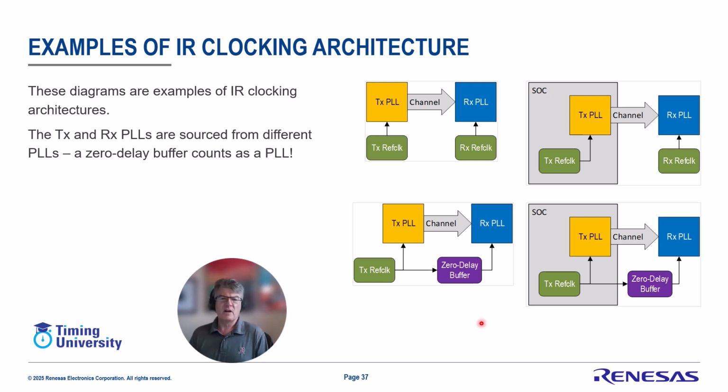As we saw in the common clock section, if this is a fan out buffer, that does not violate the common clock rules. And then even if the transmit clock is embedded inside the SoC, and I put a ZDB out here, the same thing. This RX PLL is receiving its clock from a different PLL than the transmit PLL. And that is the definition of independent reference clock. So let's look at a little more complex example.